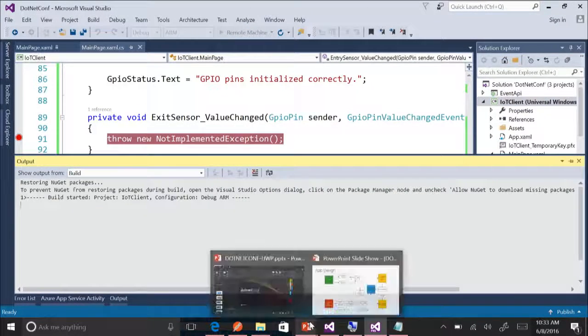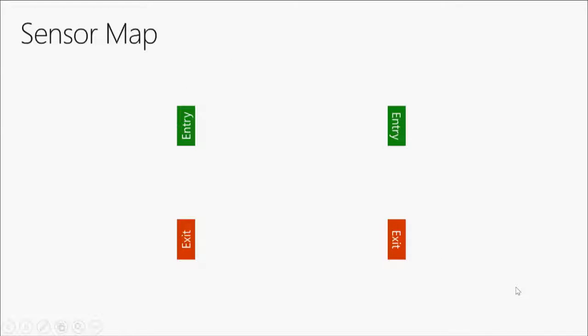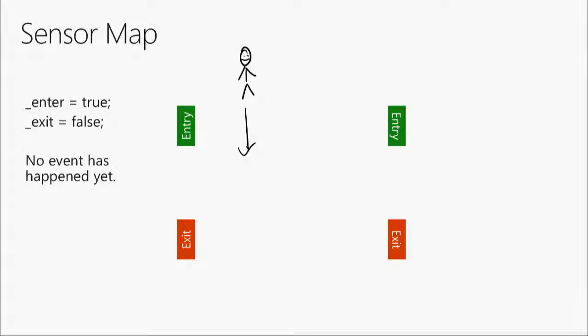So as this is sending over the application, let's take a look at what exactly it's going to do. So I've drawn a little map of how this device works. I have a single entry sensor and reader, or light and reader, and then a single exit infrared light and sensor. What's going to happen is someone is going to walk through my door and trigger the entry sensor first when they're coming into my store. At that point, I'm going to set the Boolean value for enter to true. Exit will still be false. No event has happened yet because only one of the sensors has been triggered. They haven't fully entered my store yet.